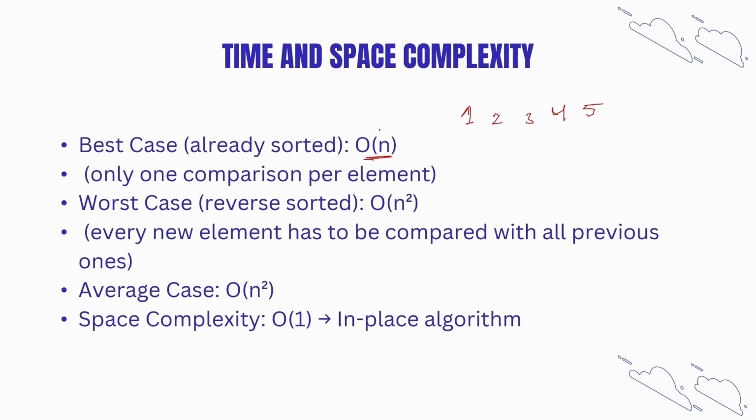Now for the worst case, the time complexity is big O of n square. If we have a list like 5, 4, 2, 0, each element is compared with its previous elements and needs maximum shifting, so each element goes to the beginning every time. So the time complexity is big O of n square because each element has to be compared with all the previous ones. For the average case, the element is compared with half of the sorted list, and that also has time complexity big O of n square.